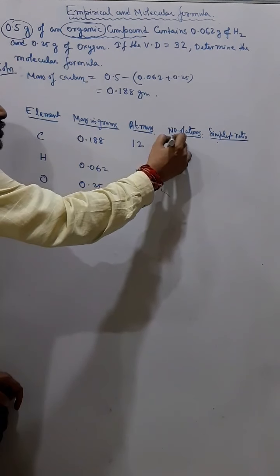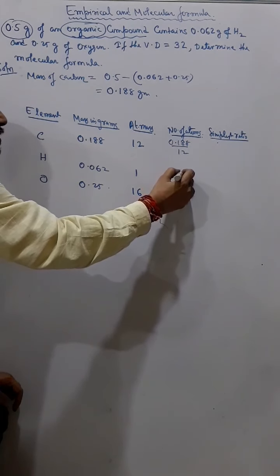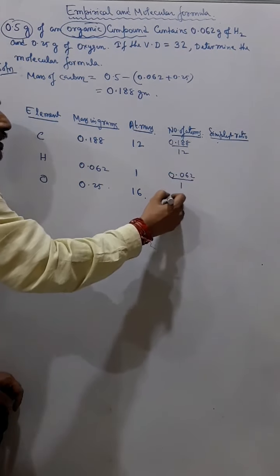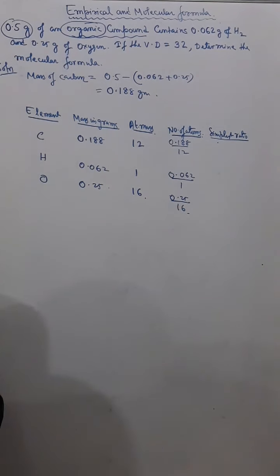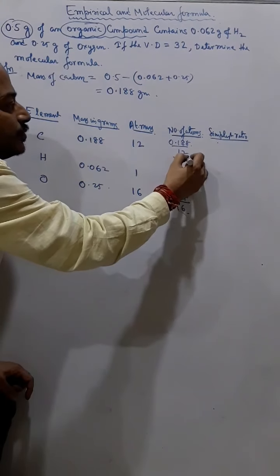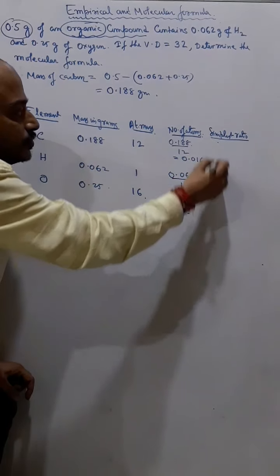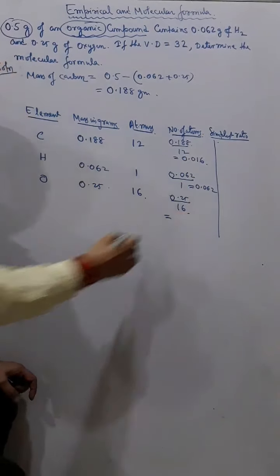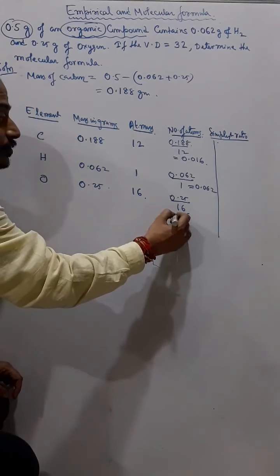So what we get here, number of atoms: 0.188 by 12, then 0.062 by 1, and then 0.25 by 16. Understand? So in the first one we will get 0.016. The second one will give 0.062. And 0.25 by 16 also we are getting 0.016.